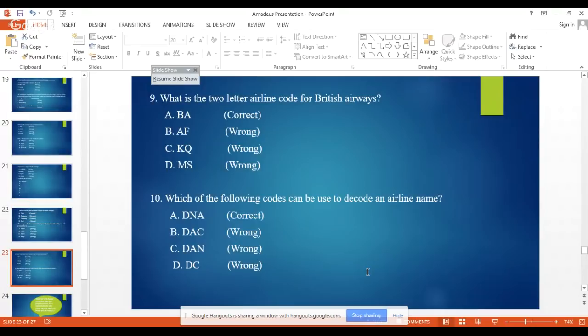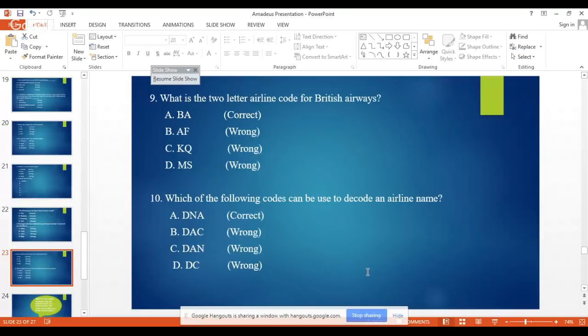Question 10. Which of the following codes can be used to decode an airline name? Let me take it again. Which of the following codes can be used to decode an airline name? Option A, DNA. Option B, DAC. Option C, DAN. And option D, DC.